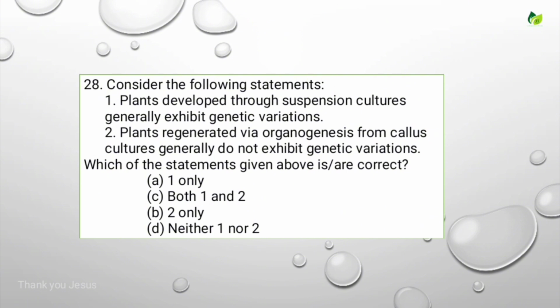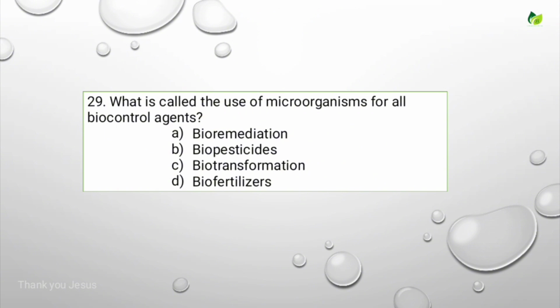Consider the following statements. Plants developed through suspension cultures generally exhibit genetic variations. Plants generated via organogenesis from callus cultures generally do not exhibit genetic variations. Which of the statements given are correct? So among them you have to pick the correct statements. Only the first statement is the correct one. Let's see the next question.